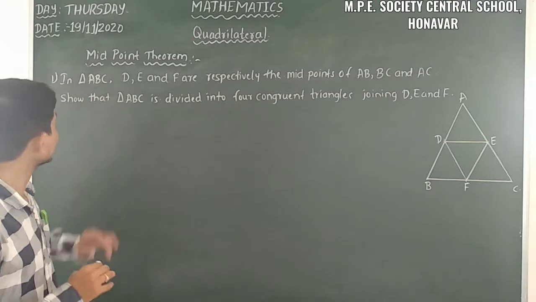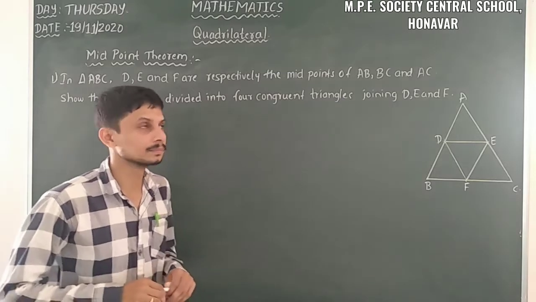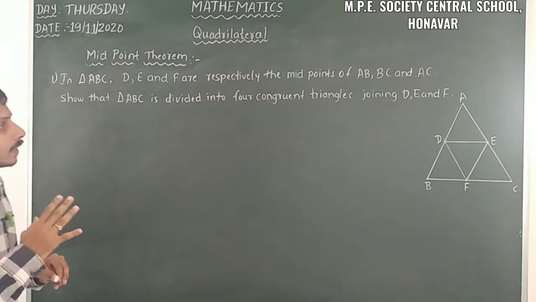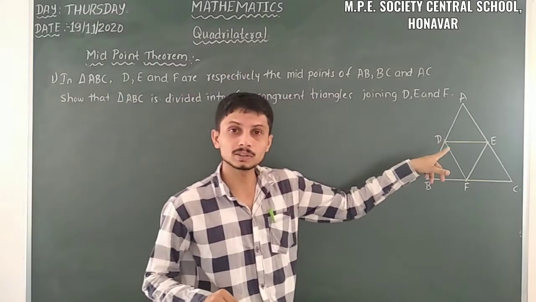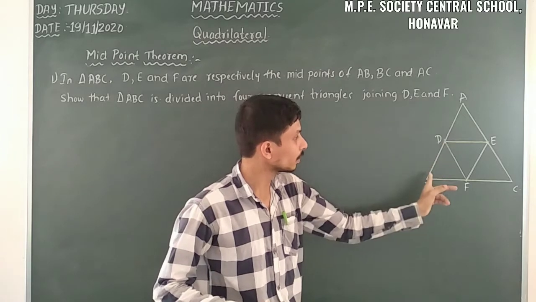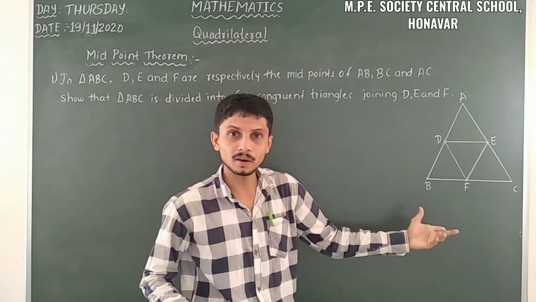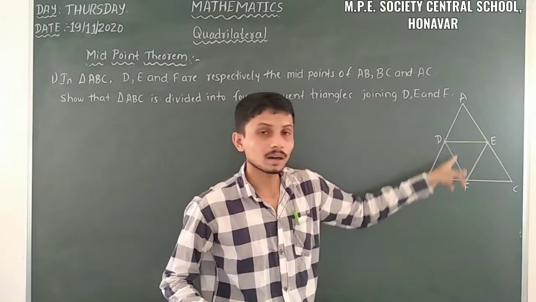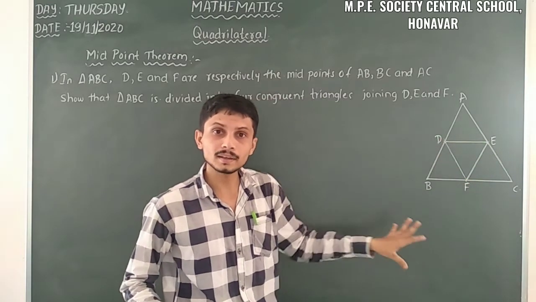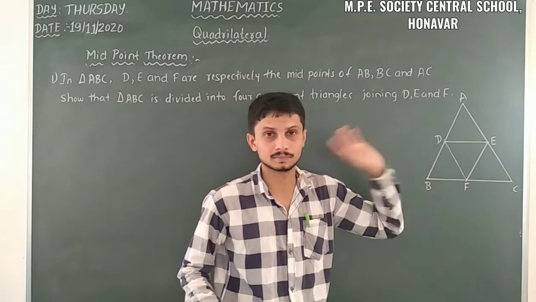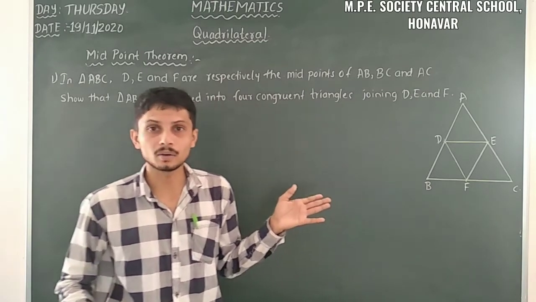The problem is: in triangle ABC, D, E and F are respectively the midpoints of AB, BC and AC. Show that triangle ABC is divided into 4 congruent triangles by joining DEF. Here we have 3 midpoints of 3 sides. When we construct a triangle with the help of these 3 points DEF, then the complete triangle is divided into 4 triangles, and we have to prove those 4 triangles are congruent.